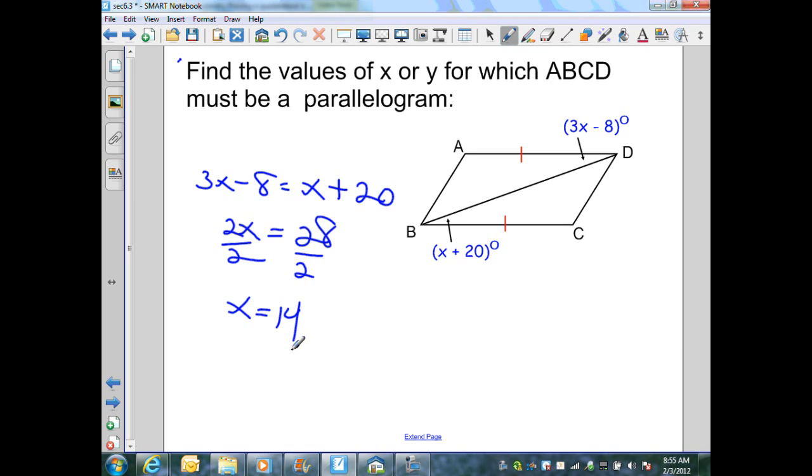I can substitute in to check that. 14 plus 20 is 34 degrees. And 14 times 3 is going to give me 42. 42 minus 8 is still 34 degrees. Now that these two angles are congruent, I know that the two lines cut by a transversal must be parallel. And that tells me that ABCD must be a parallelogram because if one pair of opposite sides is both congruent and parallel, then that quadrilateral must be a parallelogram.